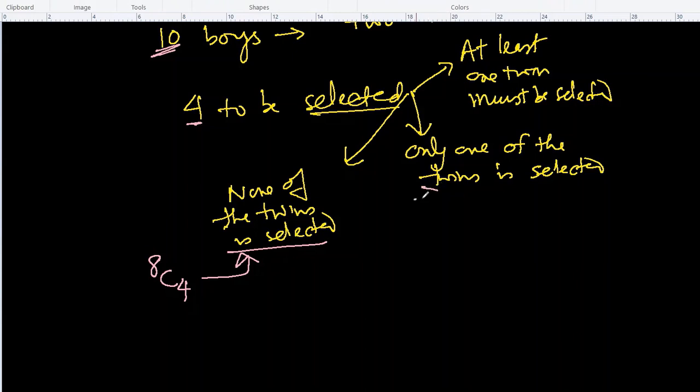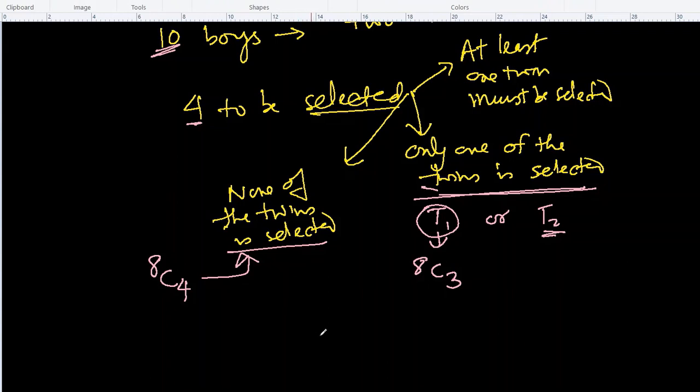Let's talk about this. Only one twin is selected. So even though the 2 twins are 2 people, that means either T1 will be selected or T2 will be selected. Let's talk about T1. Since T1 is already selected and T2 cannot be selected because we want only one of them, that means remaining are 8 people and we have to select 3, right? Similarly, if T2 is selected, so we'll have 8C3.